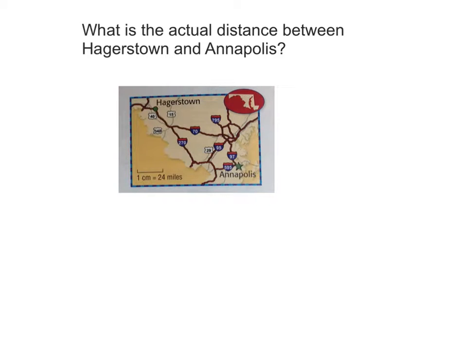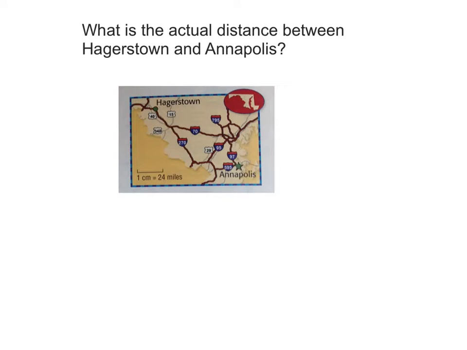A very common place that you'll find a scale is when you're working with maps. And I took this map here from the math book. We can see the scale here. For every 1 centimeter, that equals, in reality, 24 miles. The question in the book asked, what's the actual distance between Hagerstown, right here, and Annapolis, right here? So I took a ruler and I measured it out here, and it was about 4 centimeters. I measured in centimeters and not inches because my scale is in centimeters. So I know for every 1 centimeter it's 24 miles, and I found it was 4 centimeters.